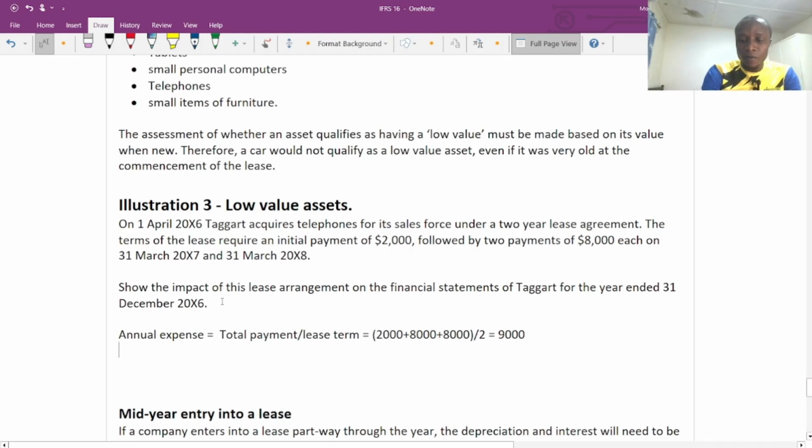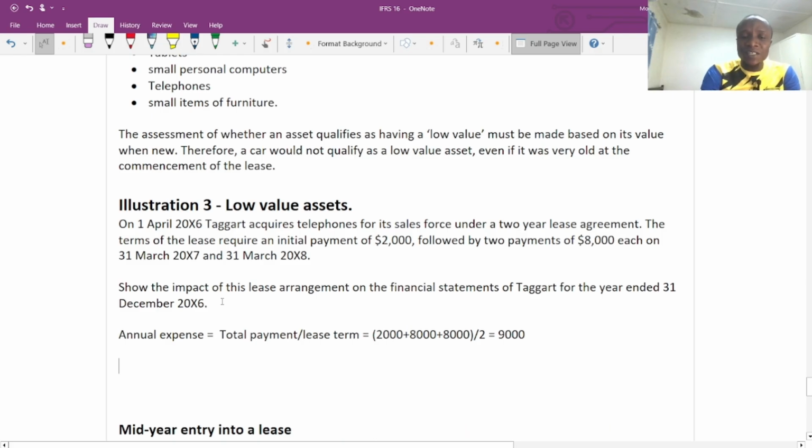Very clear. So now we need to look at the expense that we are going to show as at the 31st of December 2006. The expense as at 31st December 2006 will equal 9 divided by 12 multiplied by 9,000, which will give us 6,750. This is the expense.